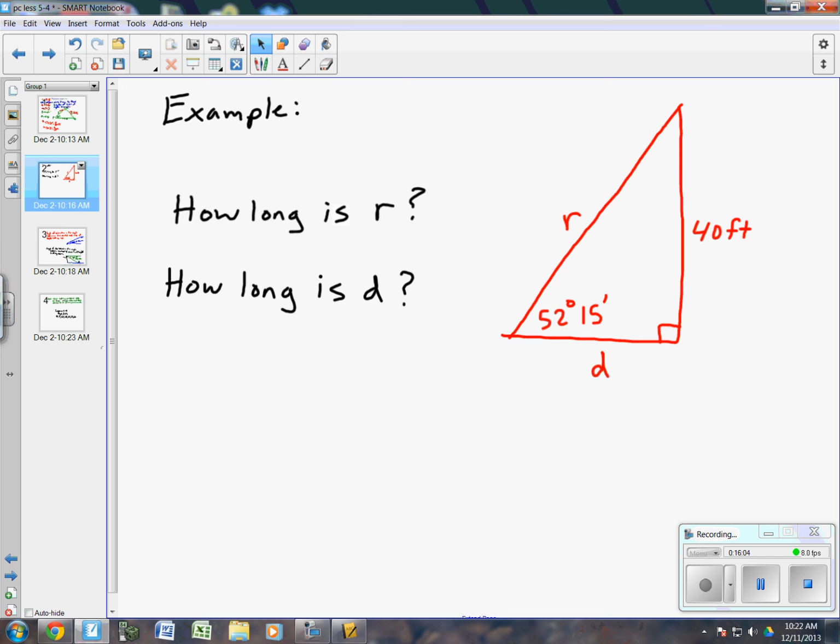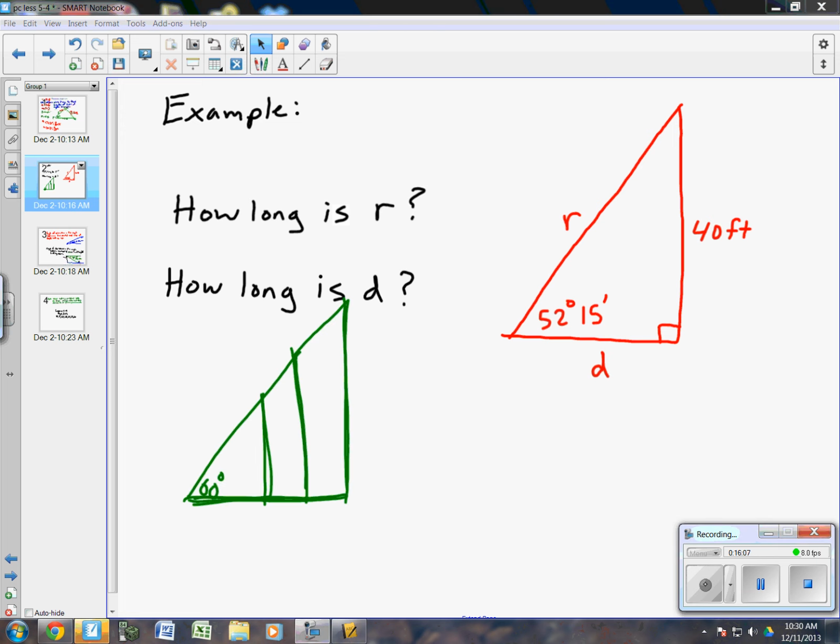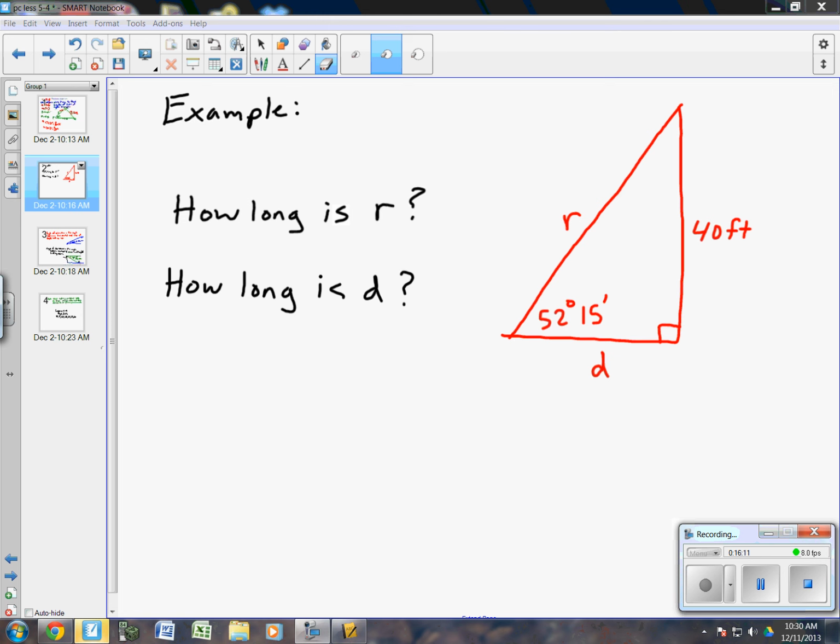How long is R and how long is D? So, let me erase this. You guys, this time, these equations set up a little bit different. This time, I don't have a hypotenuse like I did last time. From the 52 degrees, 15-minute angle, I have the opposite side. I want to know adjacent. I want to know hypotenuse.